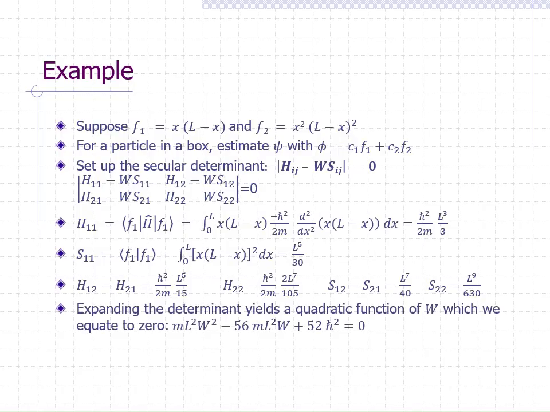Finally, when we expand the determinant, we obtain a quadratic function of w, which we then equate to 0 to get two possible values of w, corresponding to two approximate energy eigenvalues. Now let's examine the results of this calculation. The lower value of w, which we denote as w sub 1, is equal to 0.1250018 times h squared over m L squared.